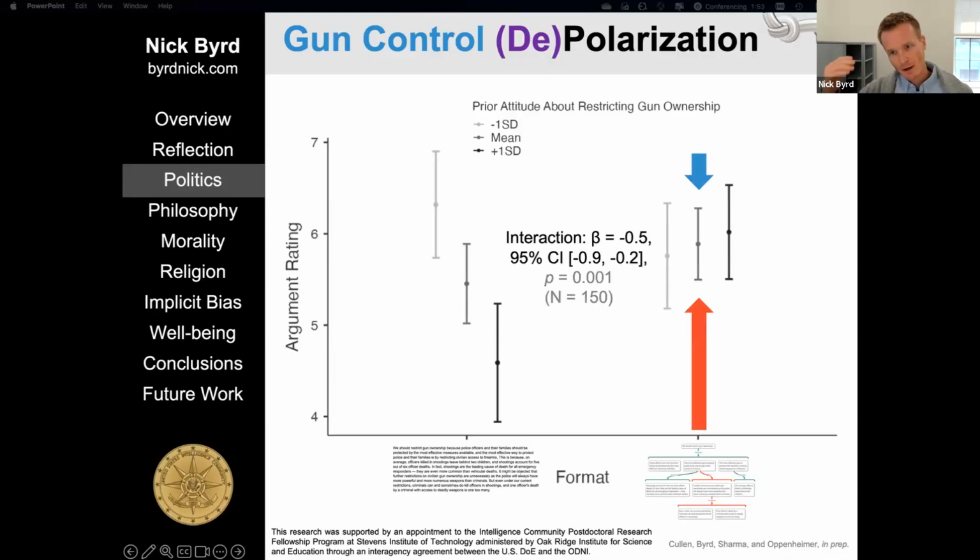However, when you give them the argument map, people's evaluations of the argument depolarize. People don't seem to be evaluating the argument according to what they think about just the conclusion. They seem to be evaluating it according to the quality of the argument. In this case, this is a relatively valid argument. And so what we're seeing here is that people who are predisposed to reject the argument because they don't like gun control thought it was a bad argument.